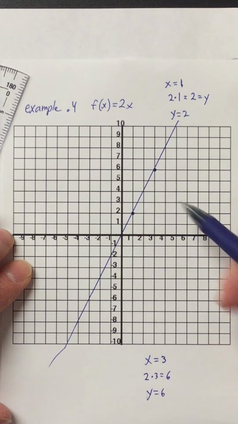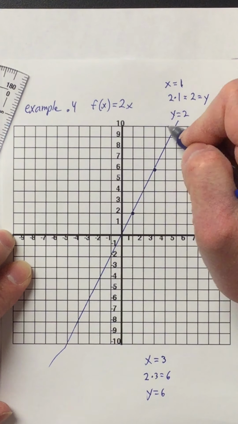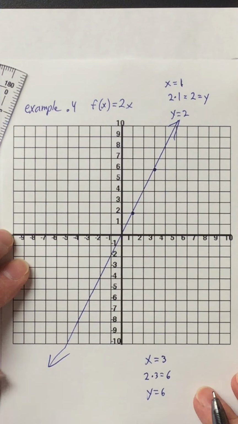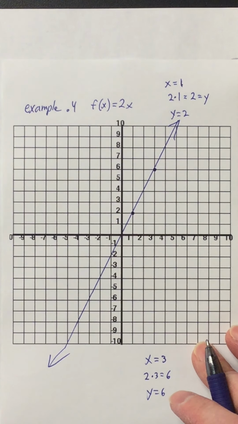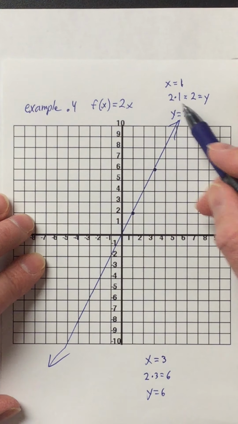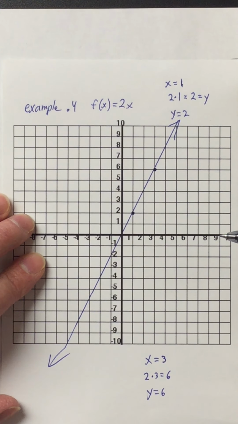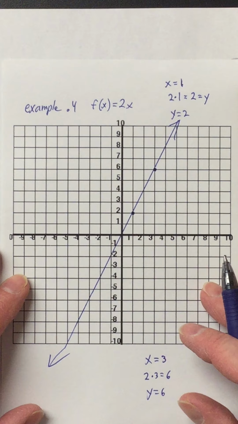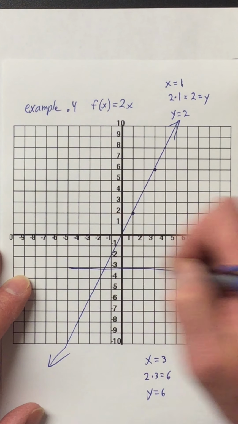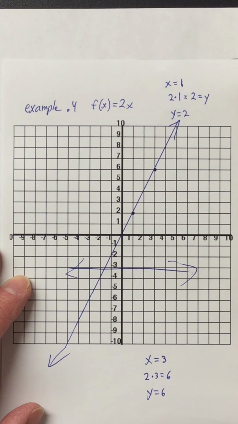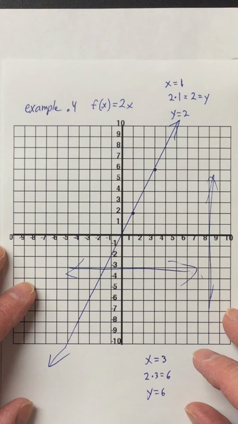I wanted to demonstrate this. This line just keeps going this direction and keeps going this direction. Henceforth, what it's saying is that for every x value that you can put in, whether positive or negative, you're going to get a y value. So what is the range? Well, the domain infinitely goes right and left, and the range infinitely goes up and down. So how would we write that?